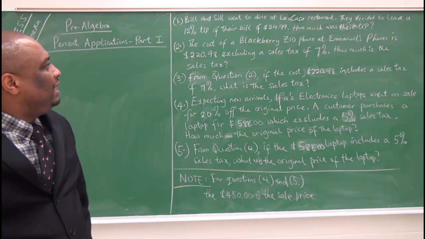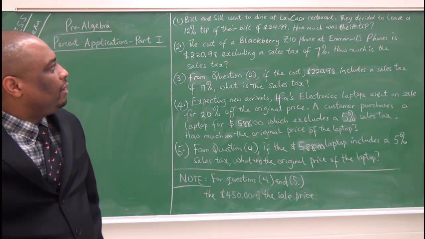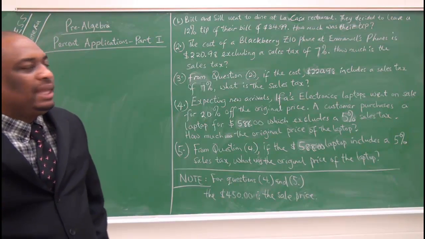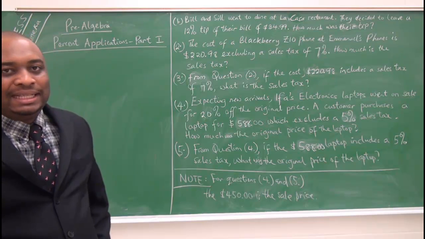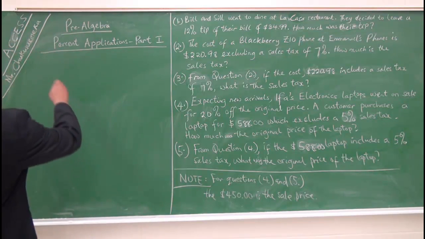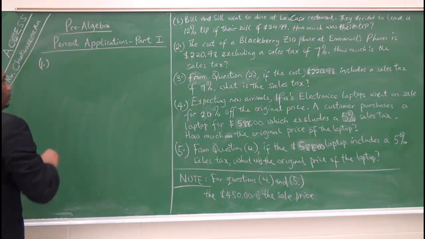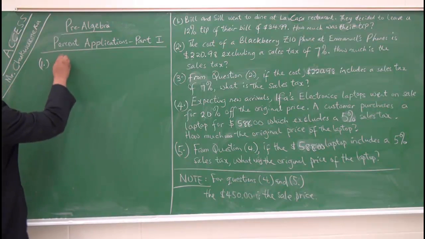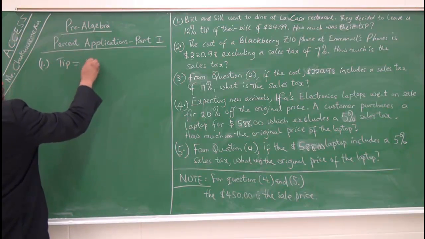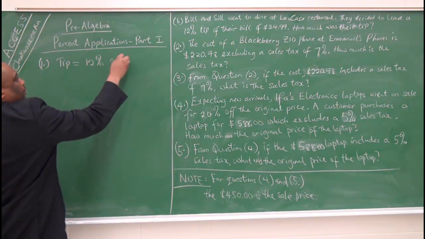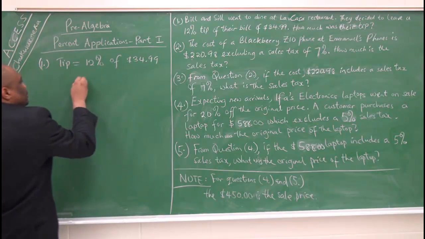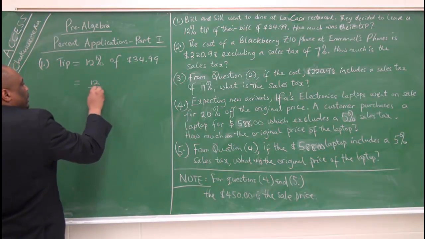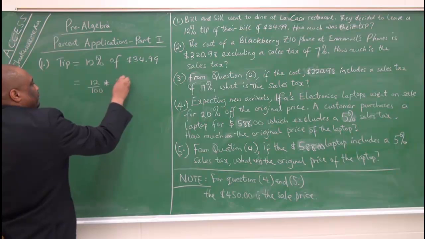Number 1, Bill and Sil went to dine at La Casa restaurant. They decided to leave a 12% tip of their bill of $34.99. How much was their tip? So this is pretty straightforward. The tip will be what? 12% of $34.99. So this will be 12 over 100 times $34.99.